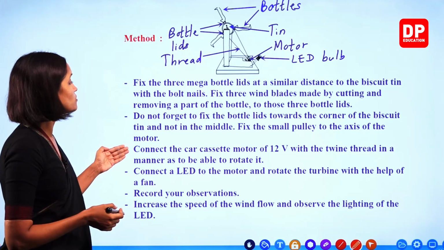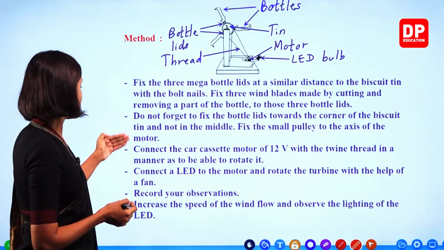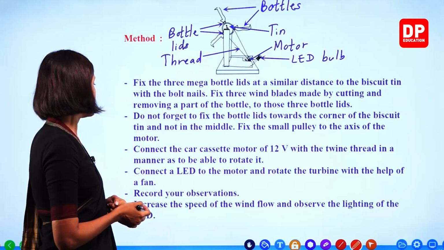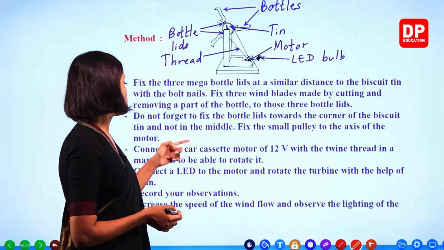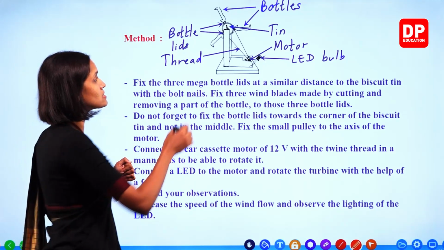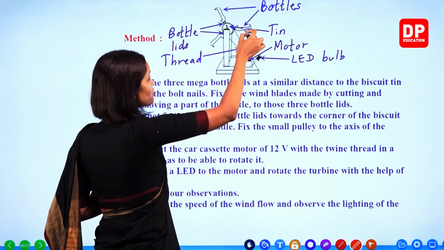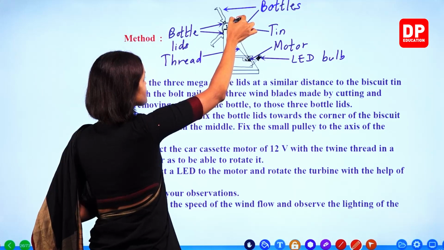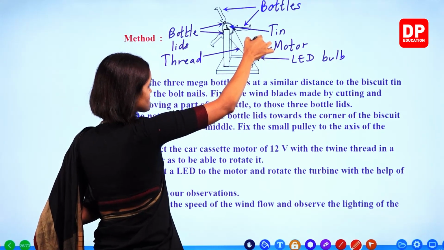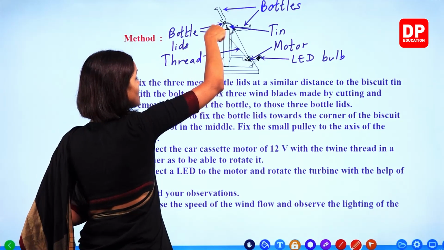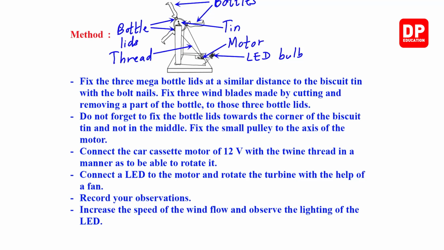Connect the car cassette motor of 12 volts with the twine thread in a manner as to be able to rotate this. Right? Okay? Connect an LED to the motor and rotate the turbine with the help of a fan. So what you have to do is, after making this setup, you have to fix this band-like thread across this tin and then across the axis of the motor. Right, which means when this part rotates, this thread also rotates and thereby the motor axis also rotates.